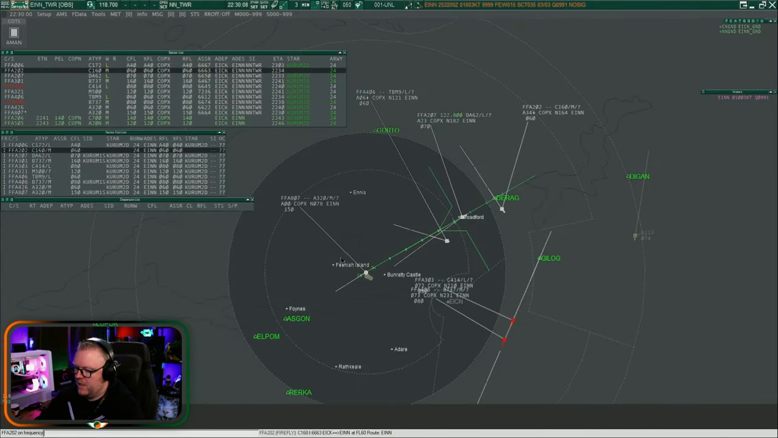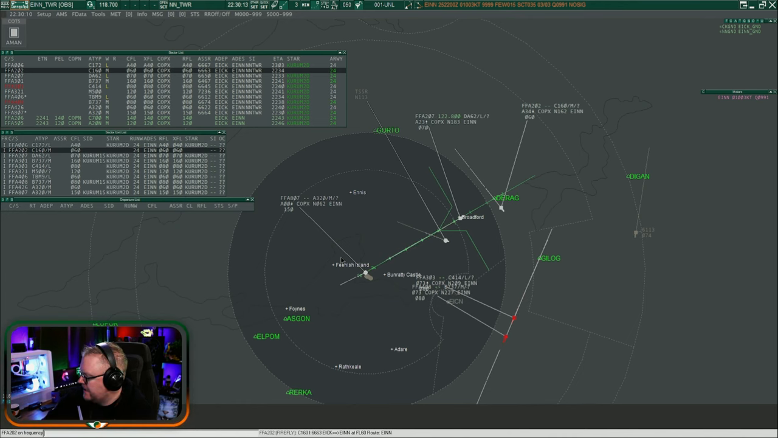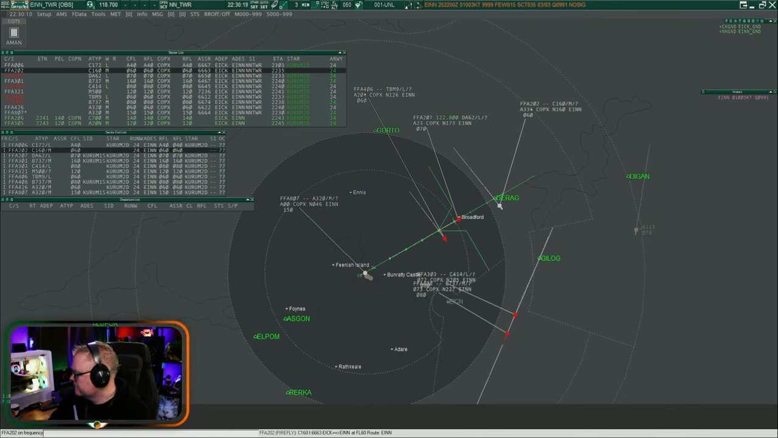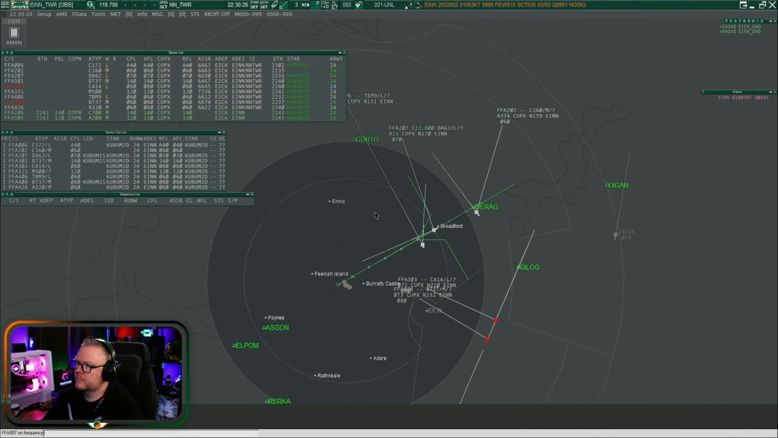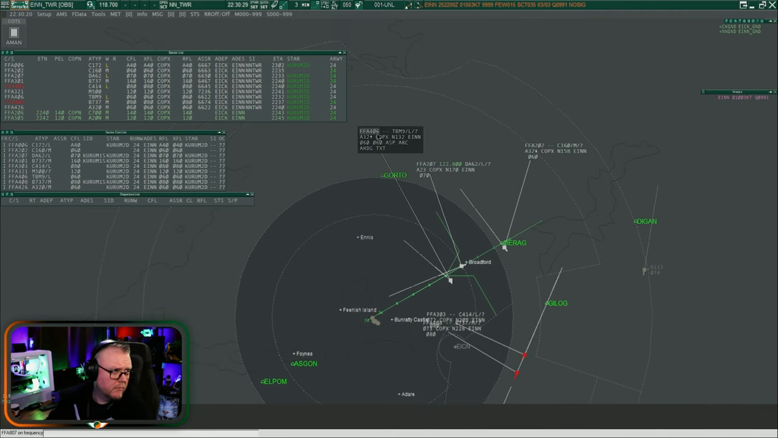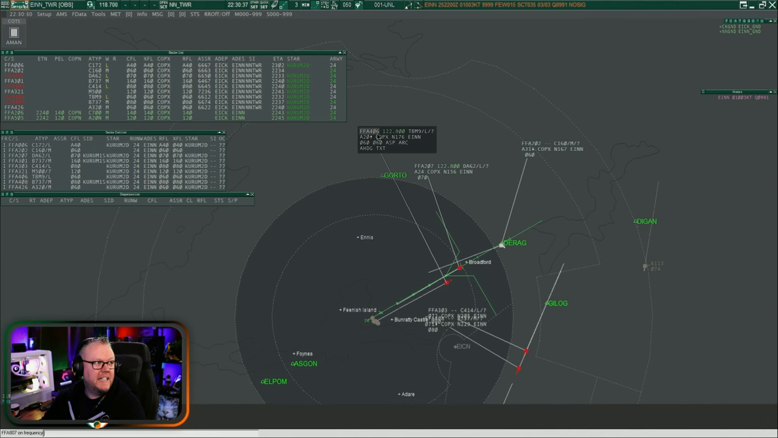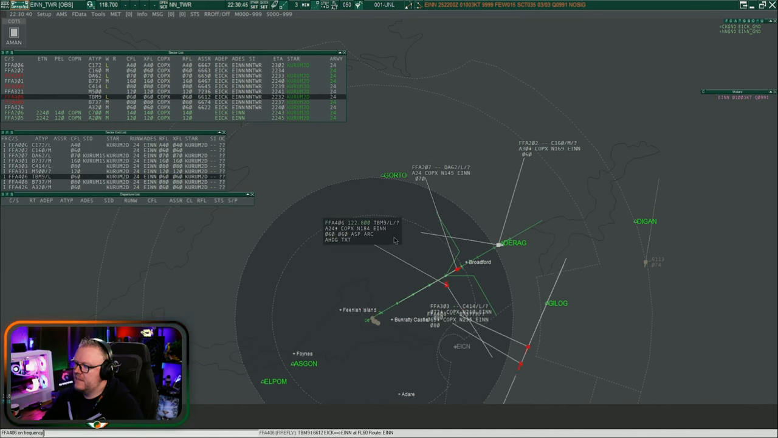This is interesting. Firefly 807, welcome to Shannon. Vacate at Alpha. Contact Shannon Ground on 121.8. Bye-bye. Firefly 807, vacating runway 21 at Alpha. He's on UNICOM. He needs to get off UNICOM. Let's see what's going to happen here. So, Firefly 406. Jesus!